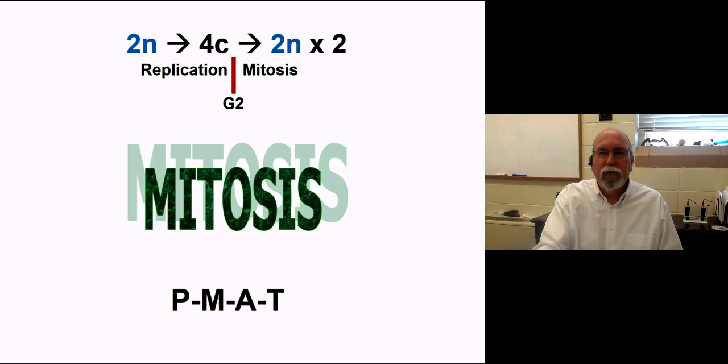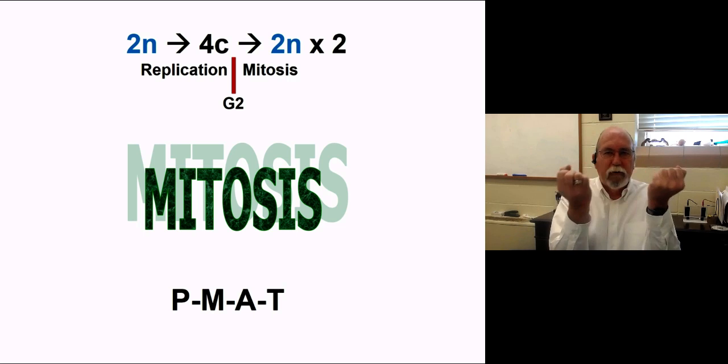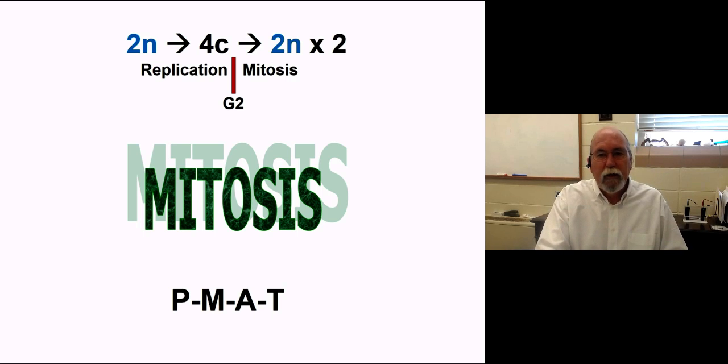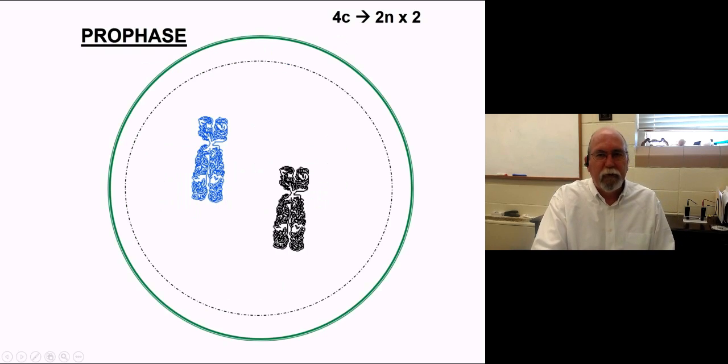Then in mitosis, we take that 4C and break it by mitosis back into 2 daughter cells, each being 2N. That's really all we can do, okay? And we do it through the process of PMAT: prophase, metaphase, anaphase, and telophase. Prophase is the final shortening and thickening of the chromosomes, the dyads like this, okay?